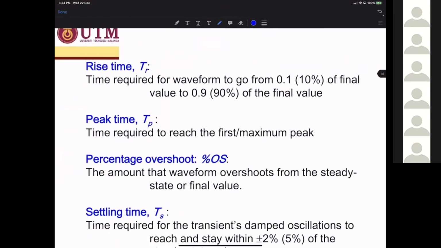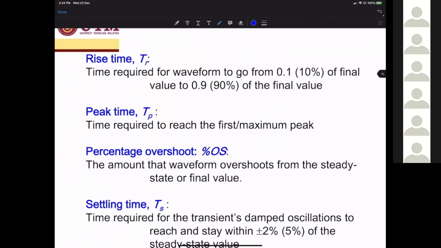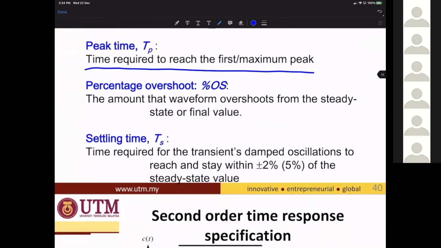So what is the rise time in a second order system definition? It is the time required for the waveform to go from 10% to 90%, same like first order. Peak time is the time required to reach the first or maximum peak. Overshoot is the amount that the waveform overshoots from the steady state or final value.